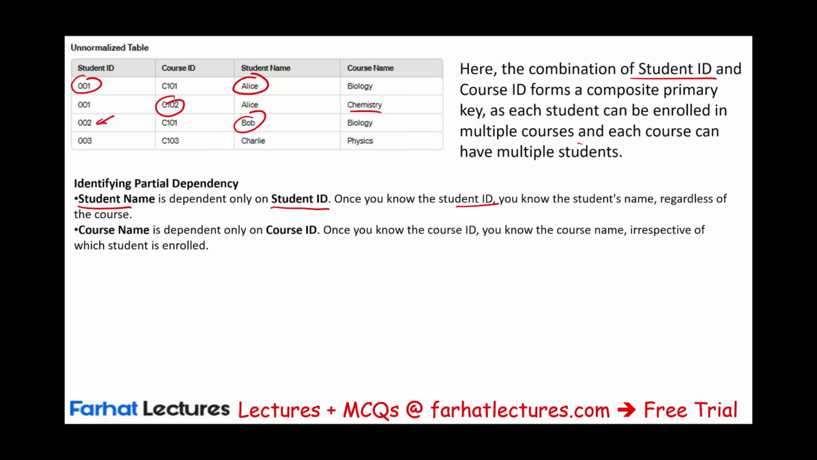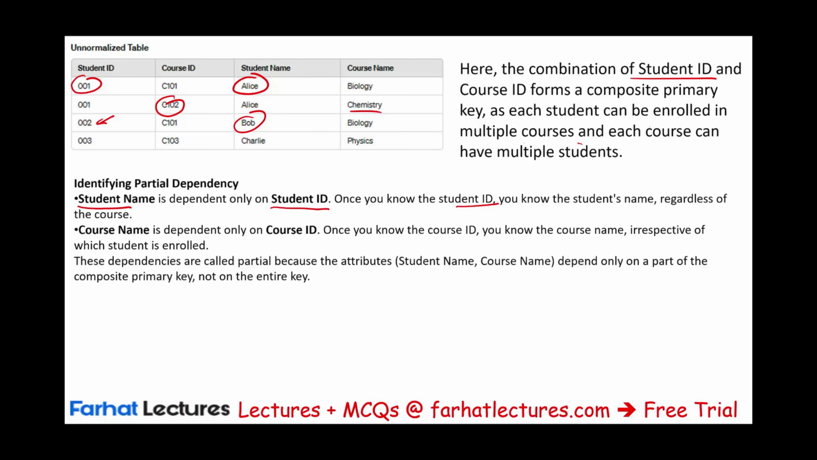Now, these dependencies are called partial because the attributes student name and course name depend only on part of the composite key and not the entire key. If I want to know the student name, I don't have to use course ID and course name. All I need is one part, the student ID. Therefore course ID will not appear, because all I'm looking for is the student name. So this is what we call partial: the attribute depends only on a part of the composite primary key, not the entire key.